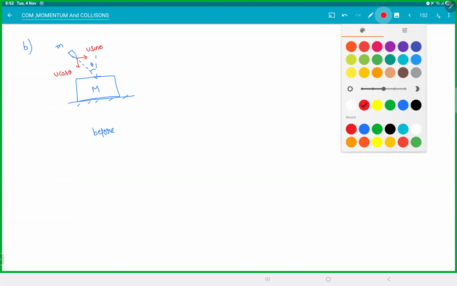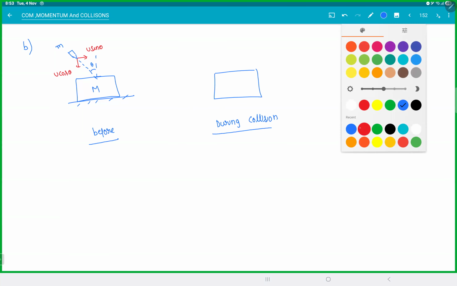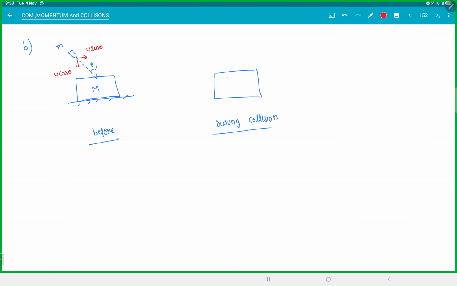Okay. So during collision, what will happen? What will be the forces acting on the block during collision? During collision, the bullet is getting stuck inside. It's going inside. So because of which you get a force here, let's call it N dash, and this force N dash is impulsive. Because of this, N ground becomes impulsive, because of which friction becomes impulsive.